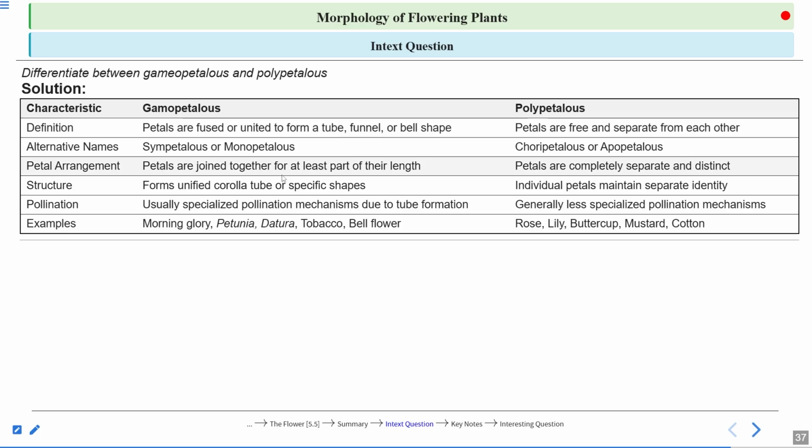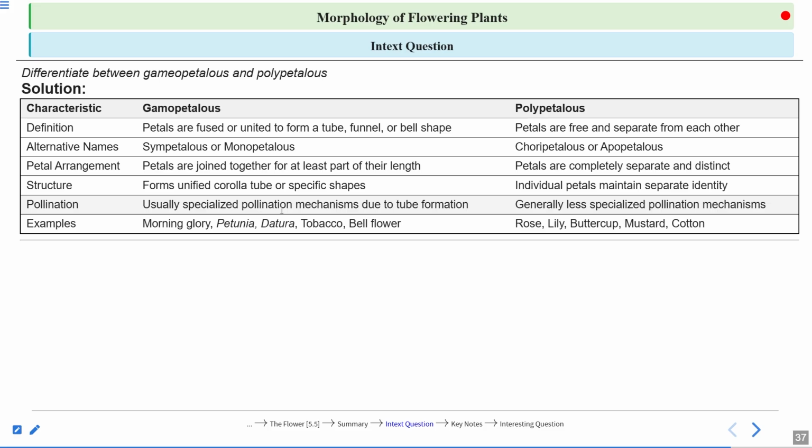Petal arrangement: in gamopetalous, petals are joined together for at least parts of their length. Some parts of their length, but they are joined. In polypetalous, petals are completely separated and distinct. Structure: they are united, forming a corolla tube or specific shapes. In polypetalous, individual petals maintain their separate identity. But in gamopetalous, they do not have any separate identity because all are fused, right?